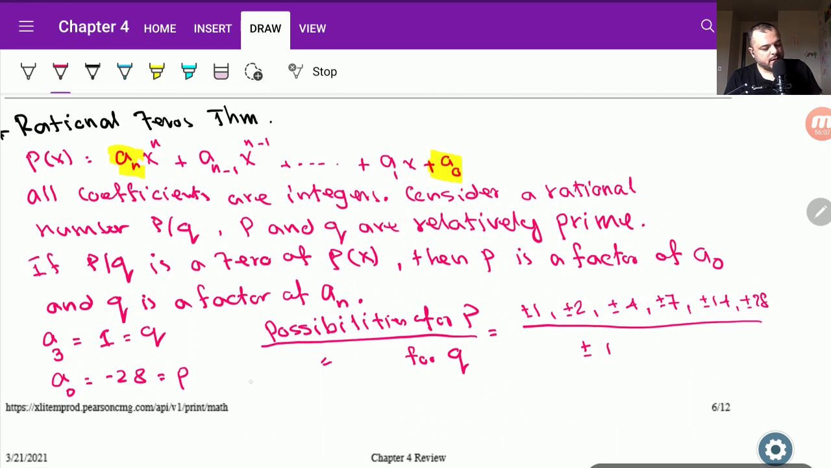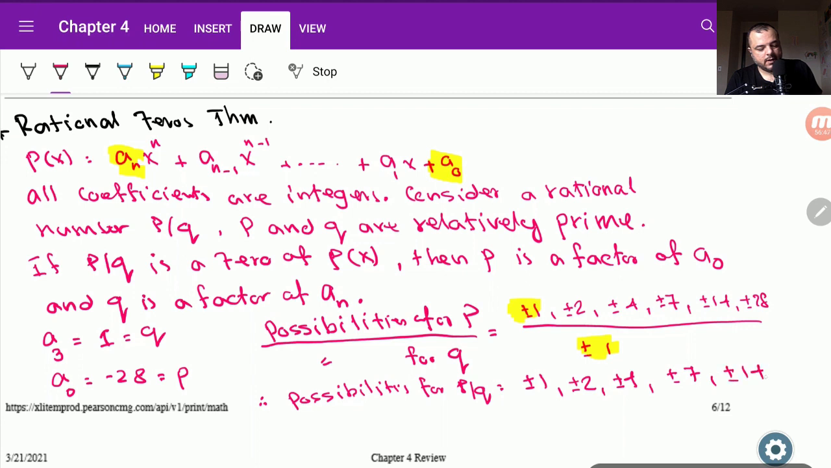So what are the possibilities now? All the possibilities for p over q. Either you're going to have 1 over 1, or positive 1 over positive 1, or negative 1 over negative 1, and so on. So I mean 1 over 1, you're going to have only 1, positive or negative. 2 over 1, you're going to have positive or negative. 4 over 1, positive or negative. And you have all these factors. All of these are possible factors.